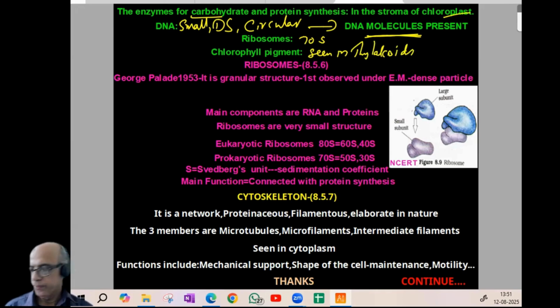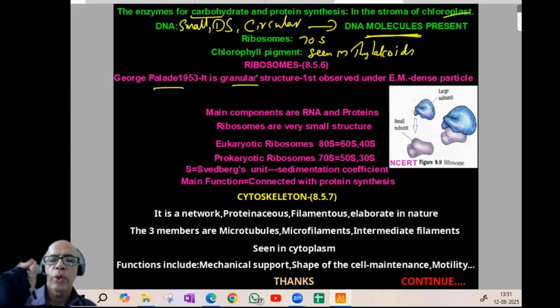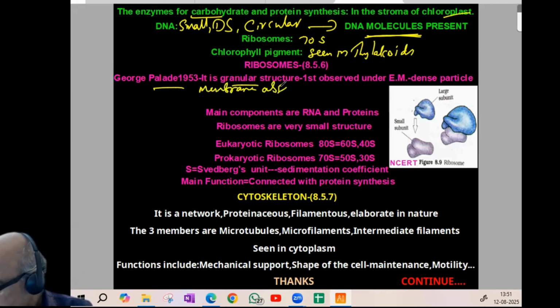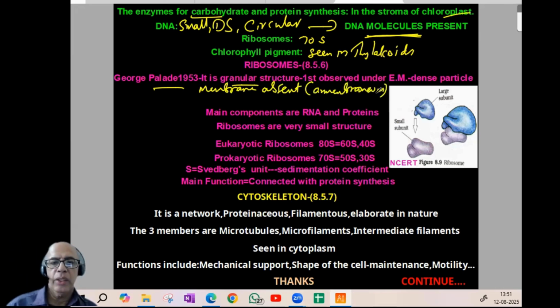Now comes ribosome, 8.5.6. The scientist is George Palade, 1953. NCERT: it is a granular structure. Granular. First observed under the electron microscope as dense particles. And remember, membrane absent. Membrane absent means amembranous. We have three structures with no membrane. One is ribosome. And the main components are RNA and protein. Ribosomes are very, very small structures.